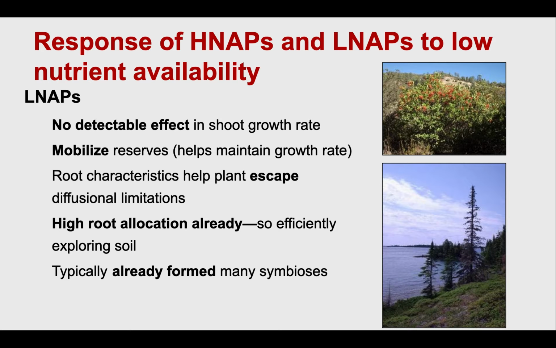Now, versus these low nutrient adapted species, if they all of a sudden have less access to nutrients, we're not really going to see a detectable slowing in their growth rate. Because they've had nutrients stored up to begin with, they can rely on those stores of nutrients. They have slow growth rates to begin with, so they're not rapidly growing. Their growth rates are going to be pretty stable. They have these vast root systems which can help them explore new soils and gain different nutrients. Maybe they're putting more growth into their roots to try to find some nutrients they haven't tapped into yet. And they've typically already formed a lot of symbiosis with species in their roots.